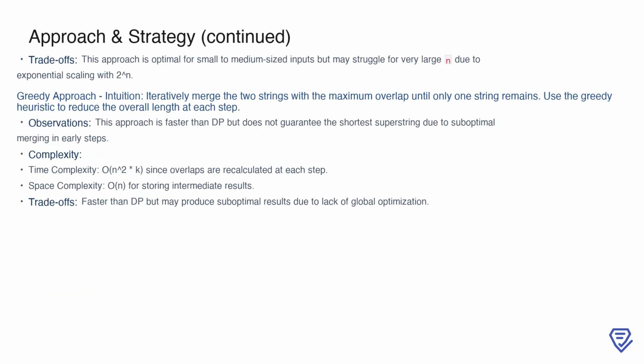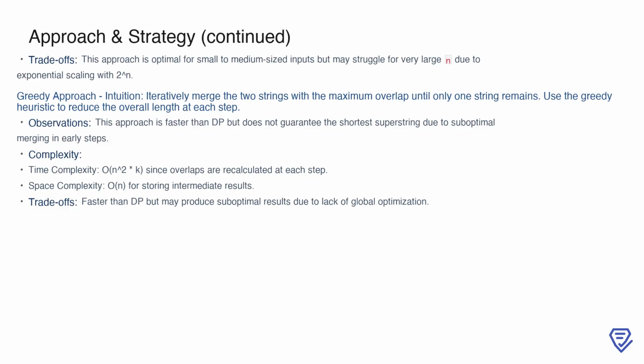This dynamic programming approach, while optimal, does have its limitations for very large inputs due to the exponential scaling caused by the 2 to the power of n factor. For cases where speed is prioritized over exact optimality, a greedy approach can be considered. In this method, we iteratively merge the two strings with the maximum overlap until only one string remains.